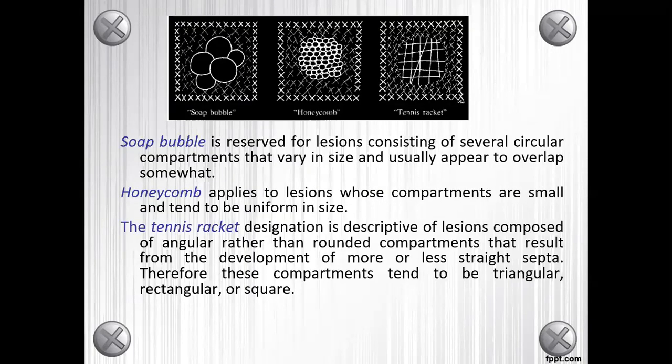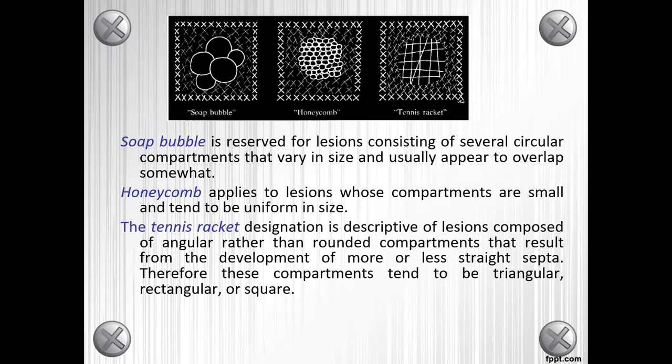These are the typical appearances of your multilocular radiolucencies, the 3 very commonly seen appearances in a radiogram. If you see these 3 pictures, the first one is a soap bubble, the second one is a honeycomb, and the third is a tennis racket. When you say soap bubble, the locules are bigger in size, very well circumscribed or circular in shape, and they overlap over each other.